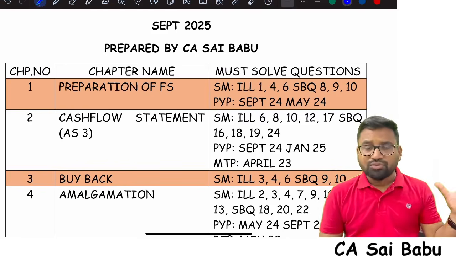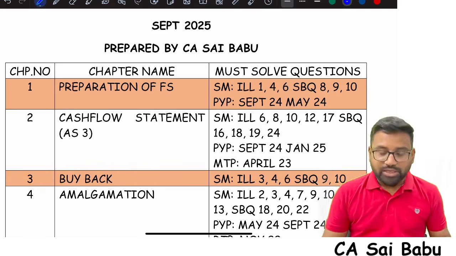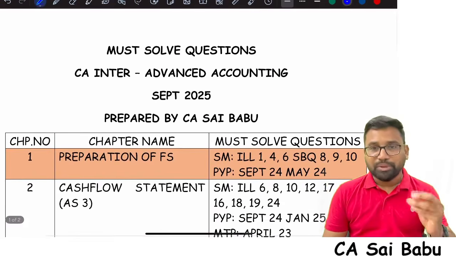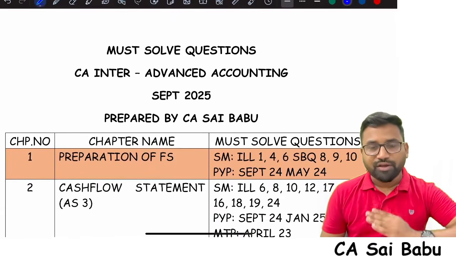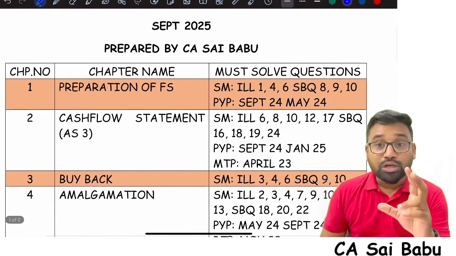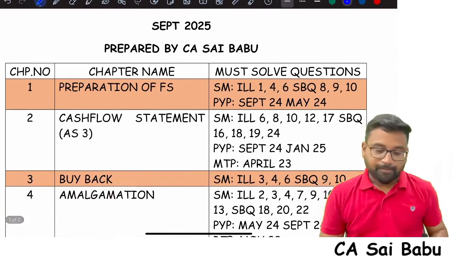Already I have given you the list of important areas. Along with that, you can use this. I will make sure that this is available in PDF format. You can download it and solve everything chapter-wise. Now, I would like to bring up one important point.